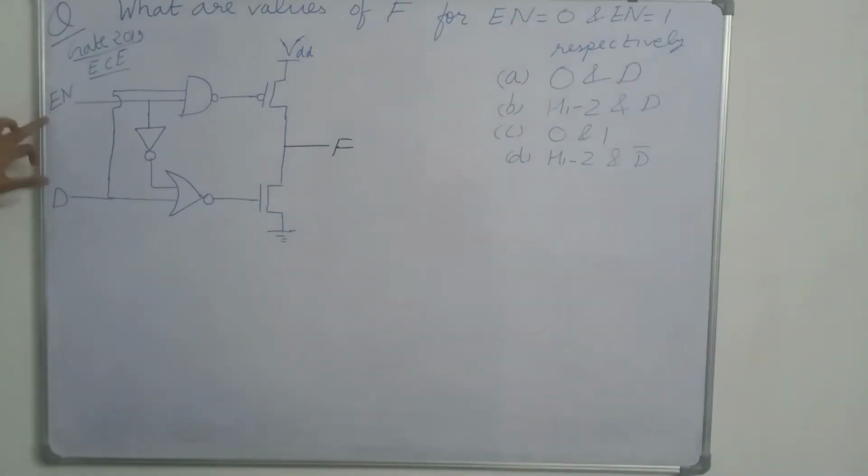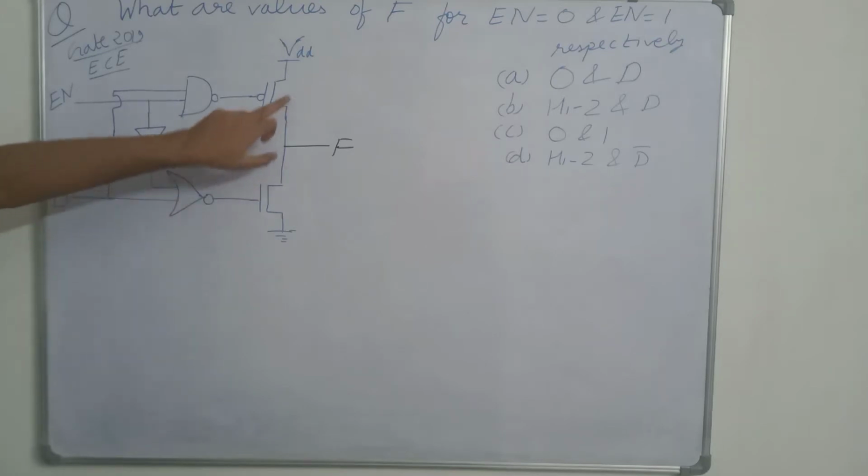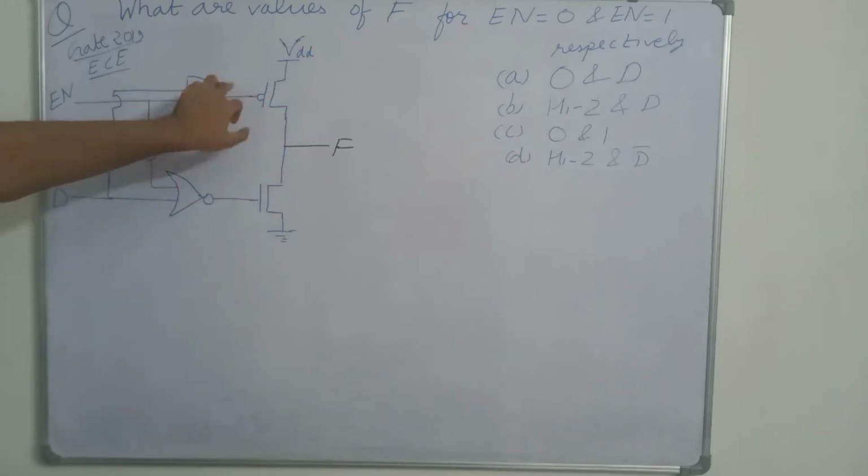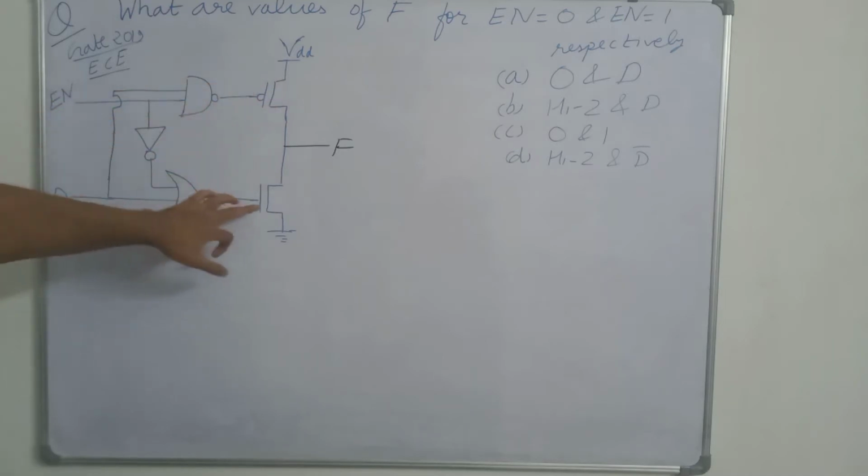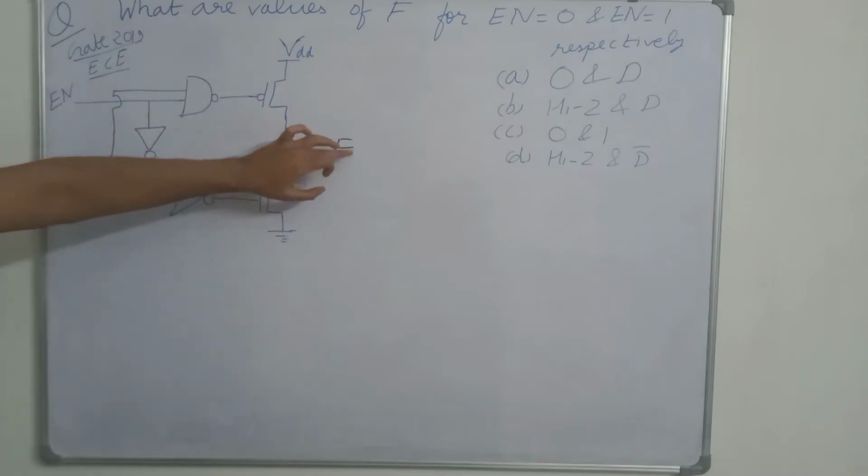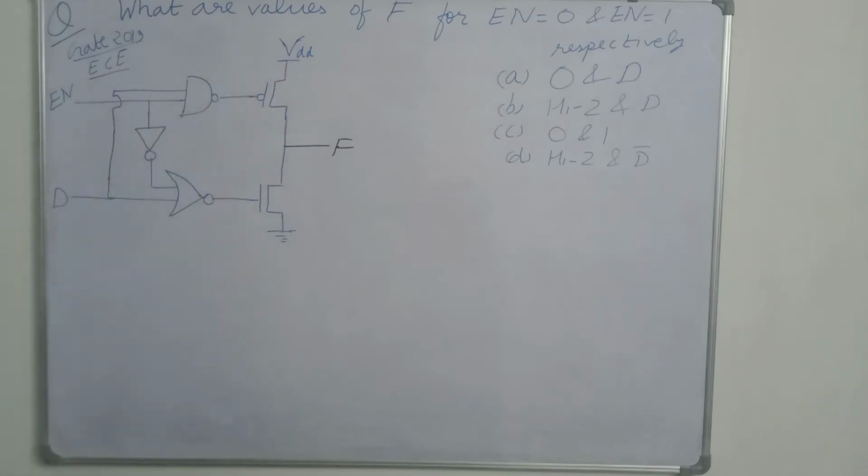There are two inputs, enable and D. This is input D. This is a NOT gate, this is a NAND gate and this is a NOR gate. This is PMOS because this has a bubble. So PMOS is always with a bubble. And this is NMOS. This is the output F. The gate with the bubble is PMOS.